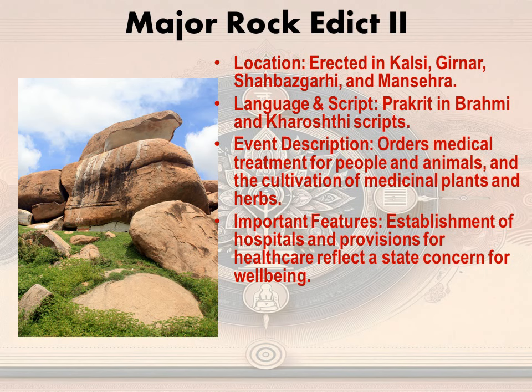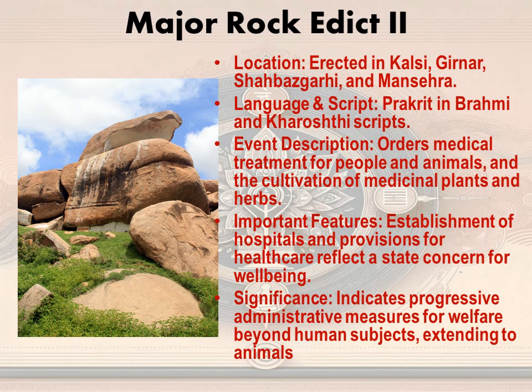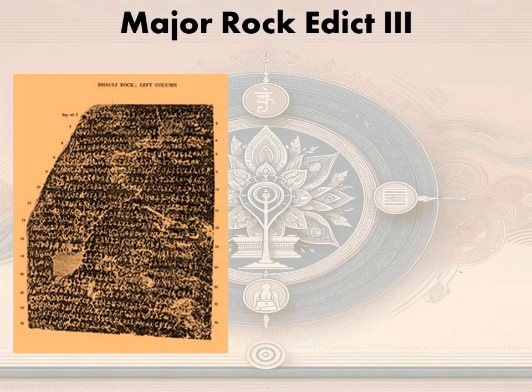And establishment of hospitals has been a significant event in this Rock Edict number 2. It indicates progressive administrative measures for welfare beyond human subjects extending to animals. So it is not only concerned about welfare of humans, it is also concerned about welfare of animals.